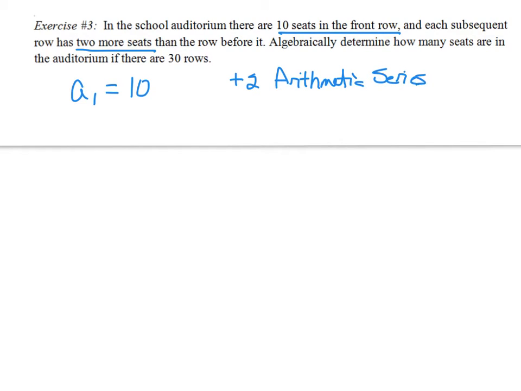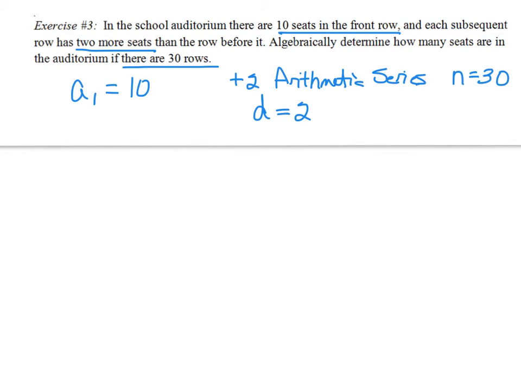And what does that add 2 represent? That we call the D value. Each time I'm increasing by 2, I'm adding 2. Algebraically determine how many seats are in the whole auditorium if there are 30 rows. So that tells me I'm adding together 30 rows, so that's my n value of 30.